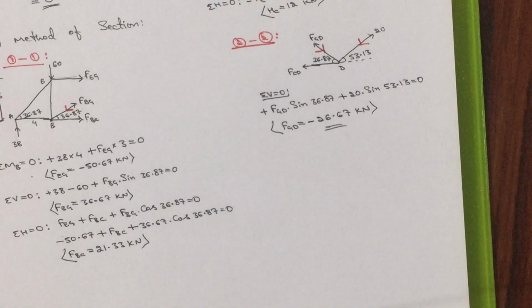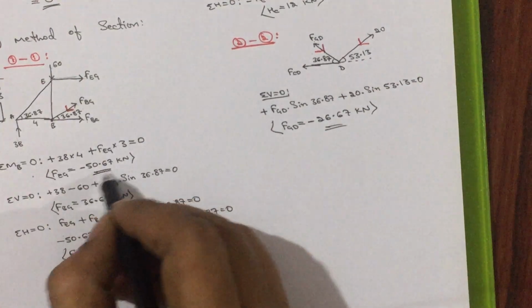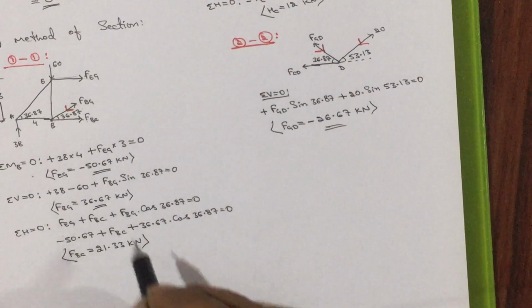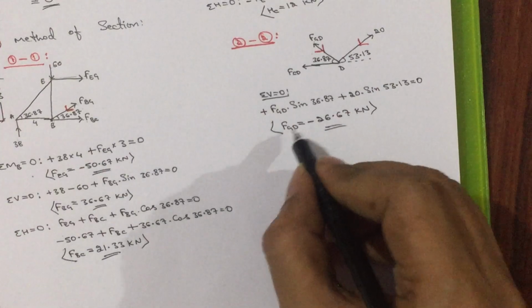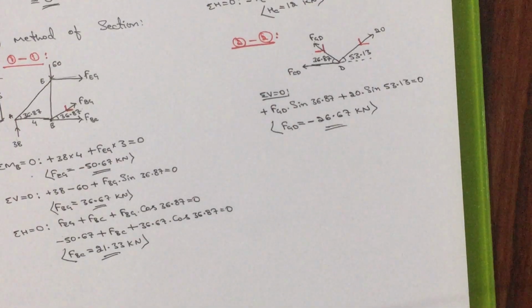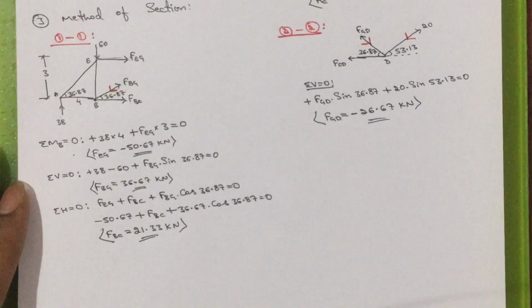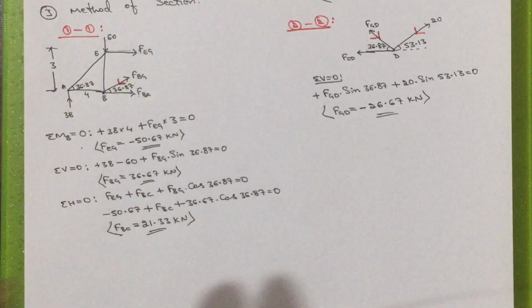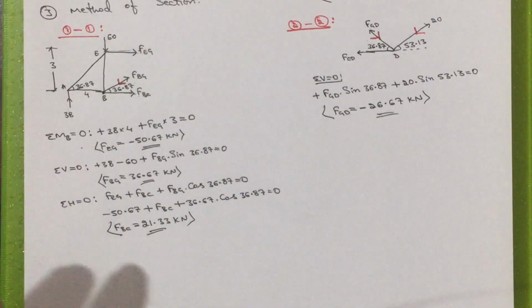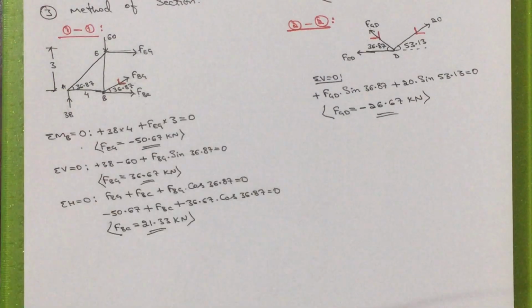We have calculated the force in the member EG, the force in the member BG, the force in the member BC and the force in the member GD. We have calculated the forces in the members, all the 4 members. So in this way we are going to solve all the problems in case of the method of sections.